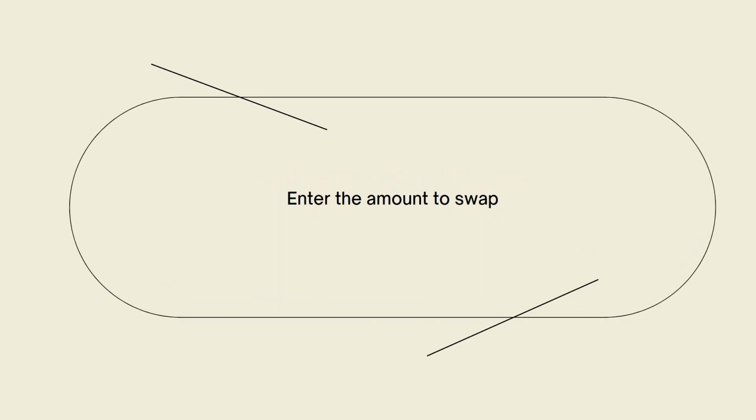Now enter the amount to swap. In the trading interface, specify the amount of USDT you want to swap for TRX. You may have the option to enter the amount manually or use a percentage slider based on your available USDT balance.